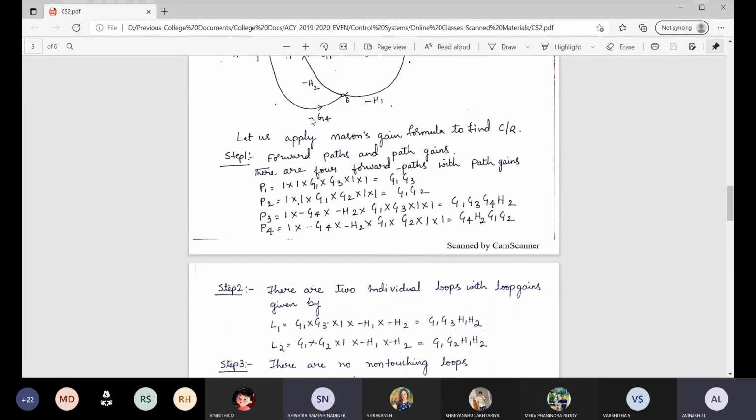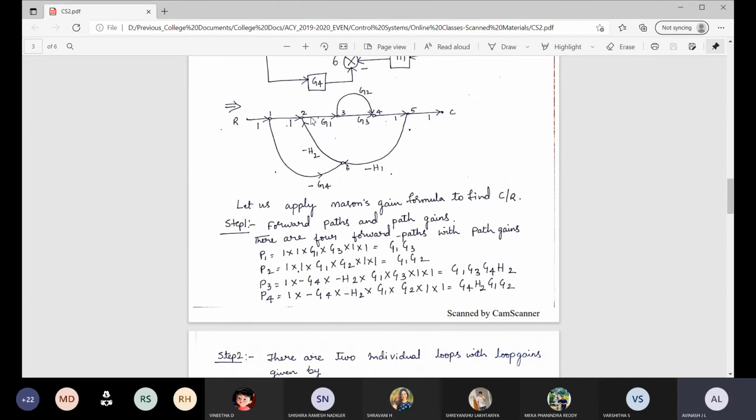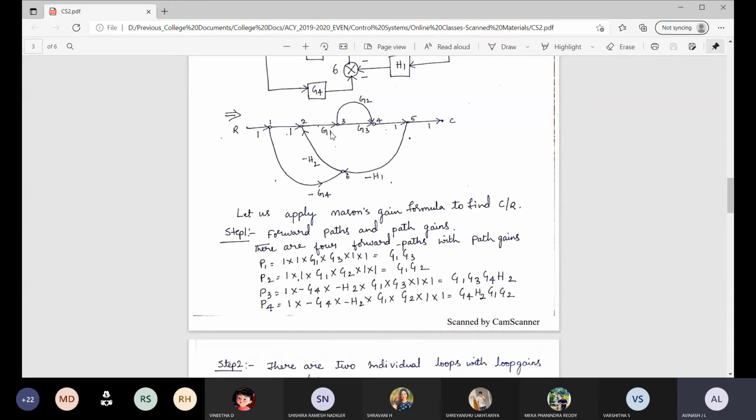Okay. So once we found that there are only 2 loops, we can write that particular loops as L1, L2. So L1 is what? G1, G3, 1 into minus H1 minus H2. So it is G1, G3, H1, H2. So L2 is what? G1, G2, 1 into minus H1 minus H2. So that is equal to G1, G2, H1, H2. So the only difference is, one time we are going with G1, G3. Second time we are going with G1, G2. That's all.